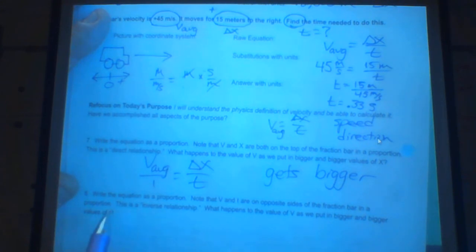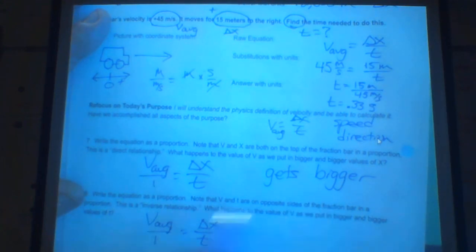Number 8, write the equation as a proportion. V average all over 1 is equal to delta x all over t. Note that the V and the T are on opposite sides. This is on top, that's on bottom. Let's see here. This is an inverse relationship.